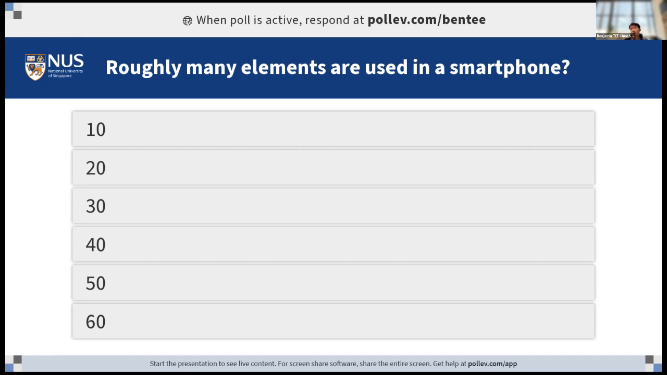Because today, unfortunately, I'm a bit older, and I grew up in a time where there were actually no smartphones. So this was a question that could not have happened just 20 or 25 years ago. Even the iPhone only came out around 2007, I think, around 2007, 2006, probably closer to 2008. All of you probably grew up with technology, right? But how many of you know how many elements are used?